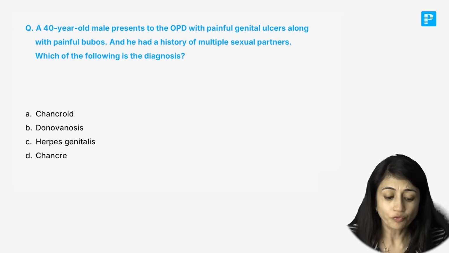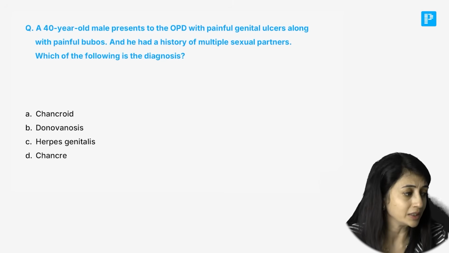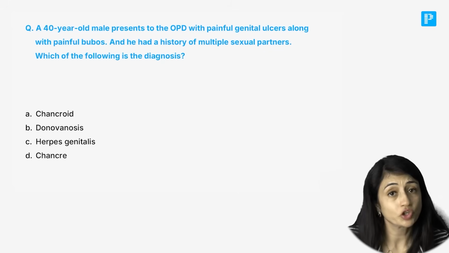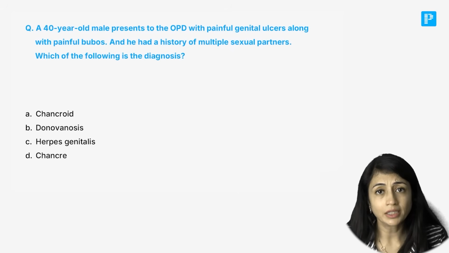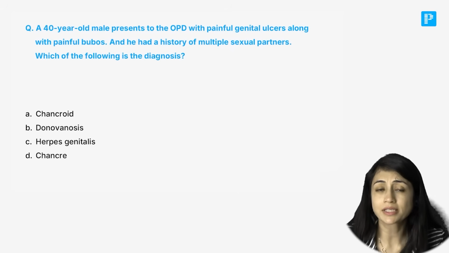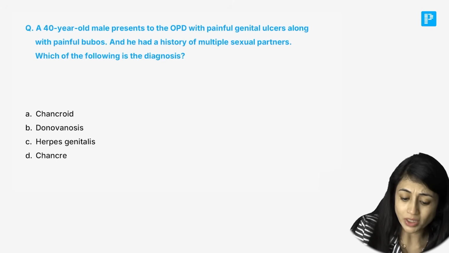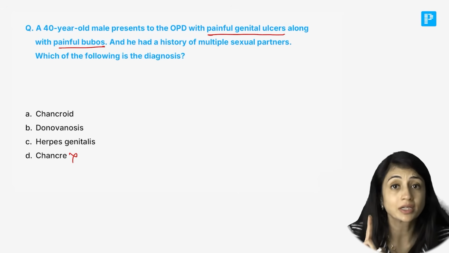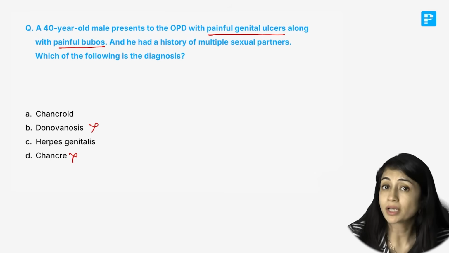Next question. A 40-year-old male presents to the OPD with painful genital ulcers along with painful buboes. He has a history of multiple sexual partners. What is the diagnosis? So we are dealing here with STD causes of genital ulcers, and we know that there are 5 main causes. What is the history provided to us? We have painful genital ulcers along with painful buboes. So chancre is out. Chancre is a single lesion and it is painless. Donovanosis is out. Again, it is painless.